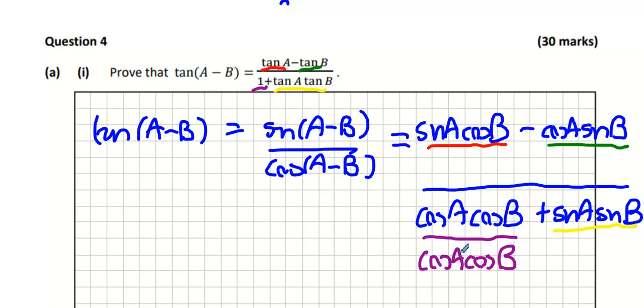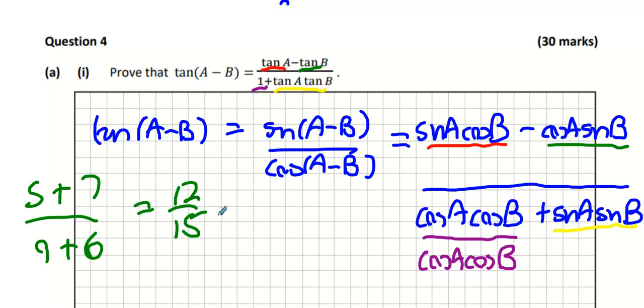Now, the problem with doing that is, I'm just going to explain a bit about fractions. So imagine I had 5 plus 7 over 9 plus 6. Would everybody all agree that it's 12 over 15? And everybody would be happy with 12 over 15.